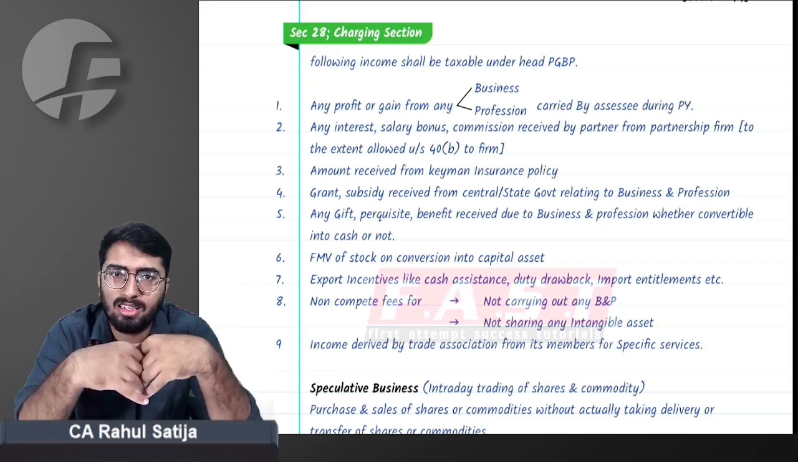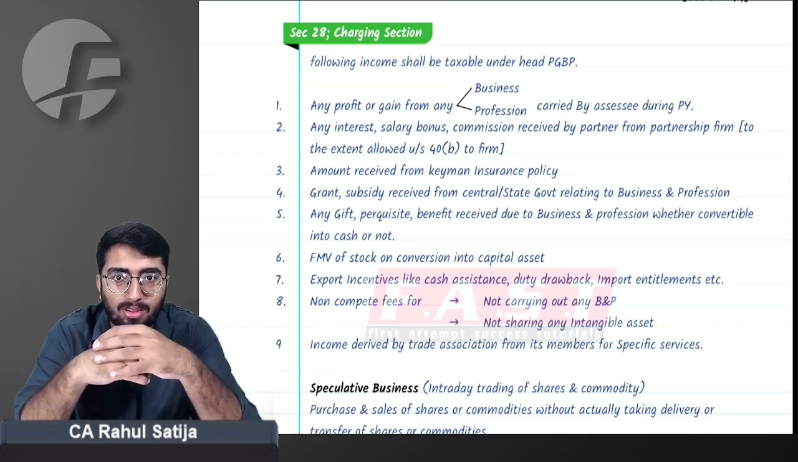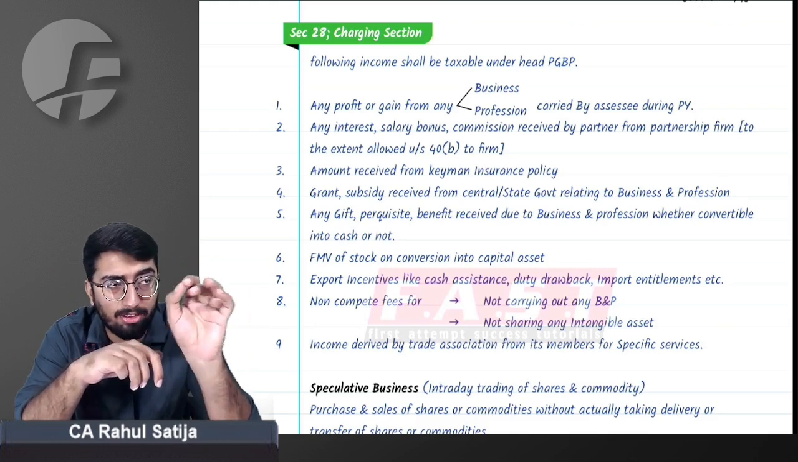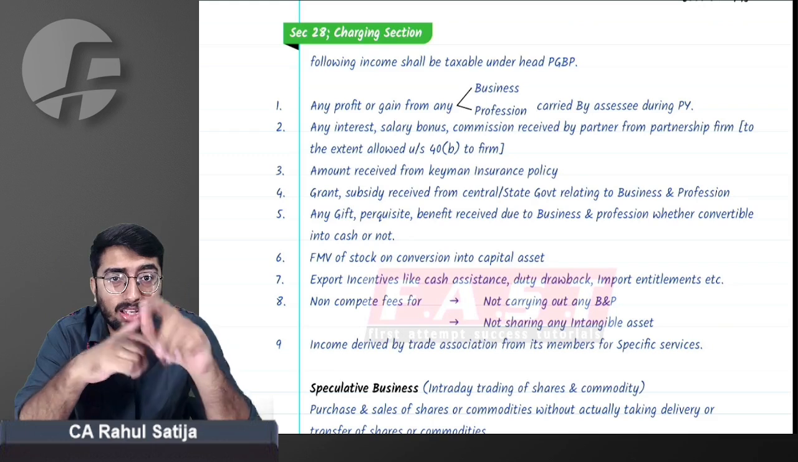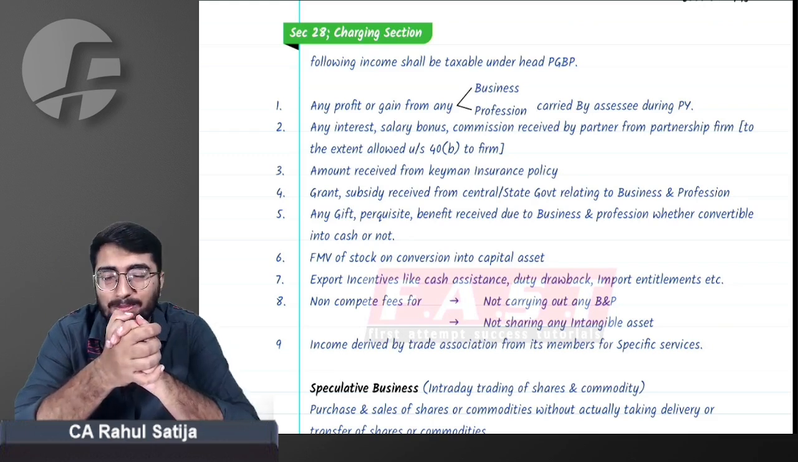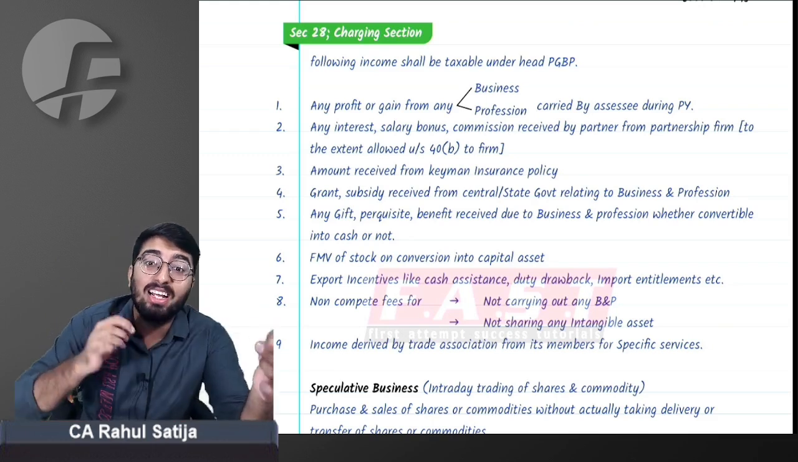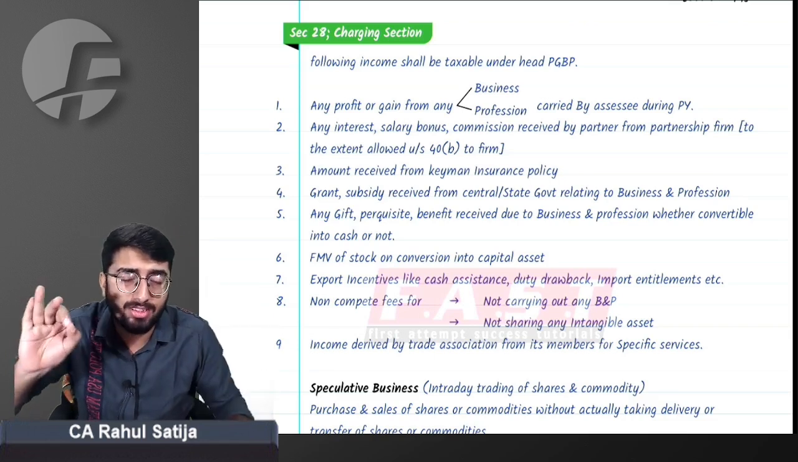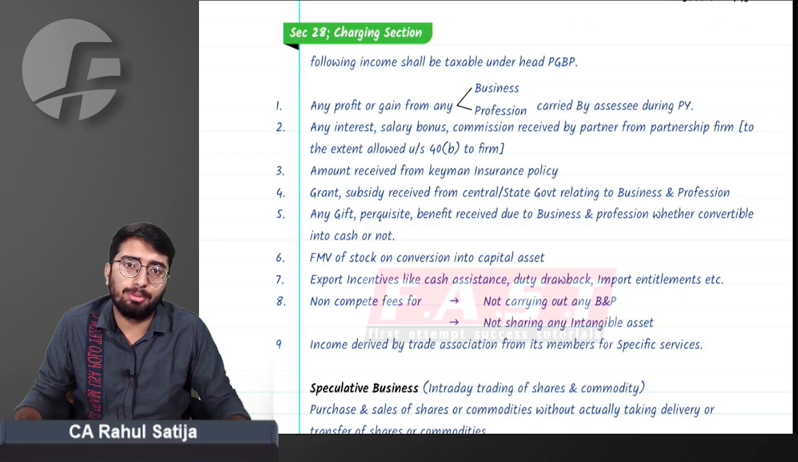Many a times, my father receives a kind of scheme that if he makes sales of rupees 5 lakh a month, he will be awarded a trip to Thailand. That trip to Thailand is because of business relationship. Therefore, the value of such a trip will be taxable under PGBP.